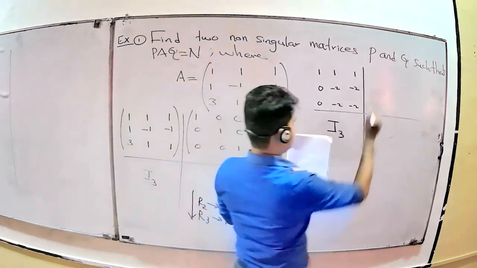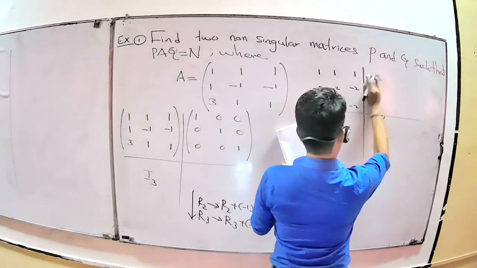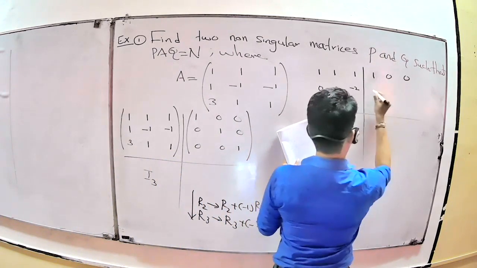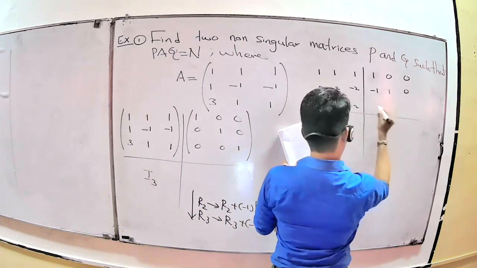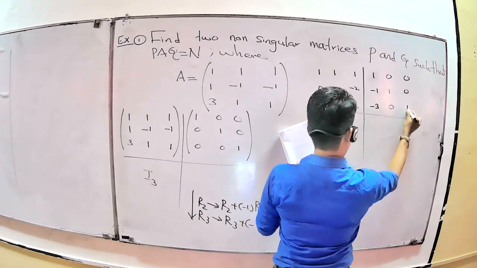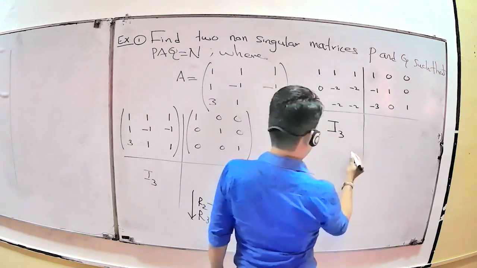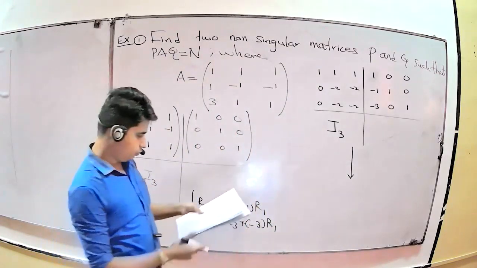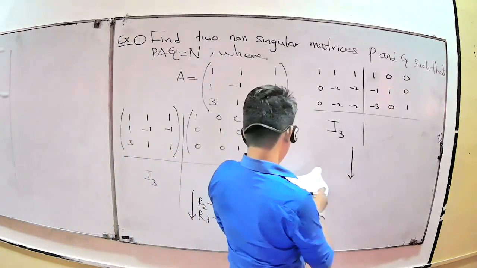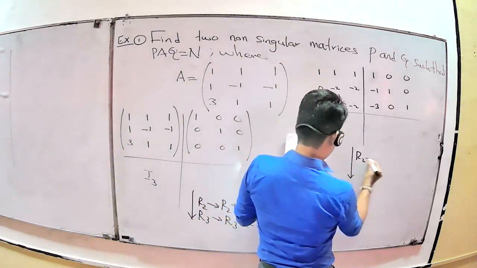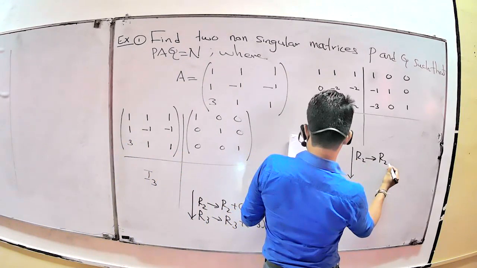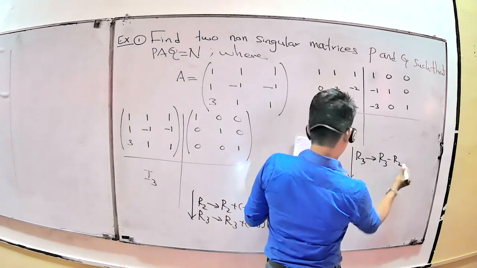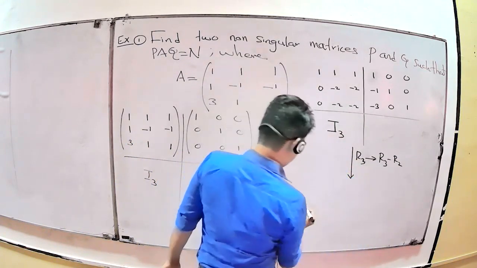Then what you get? Sorry, 1, 0, 0, minus 1, 1, 0, minus 3, 0, 1. Now do another row operation. R3 replaced by R3 minus R2. Then you get this form.